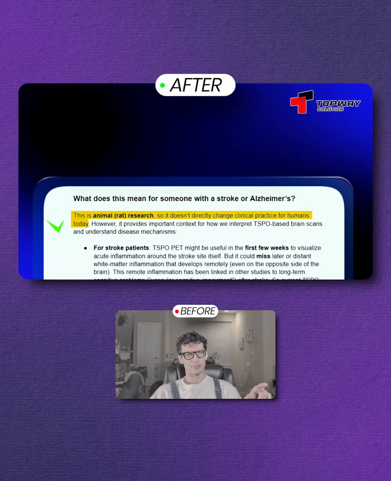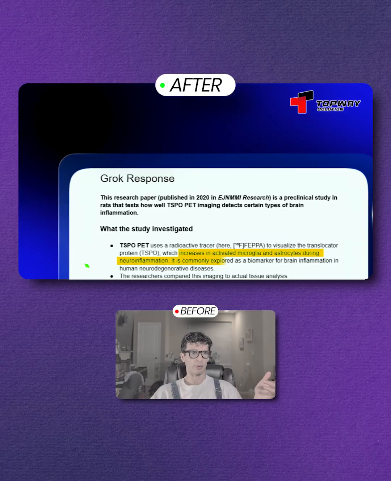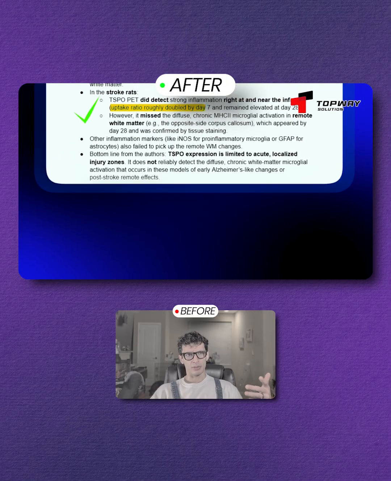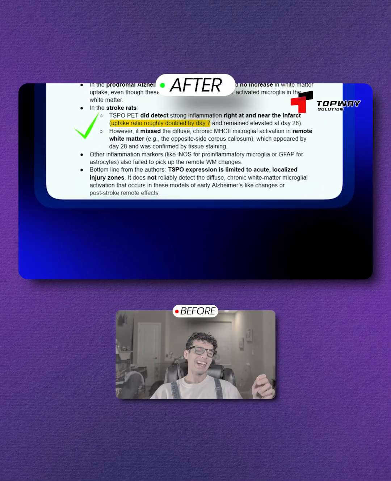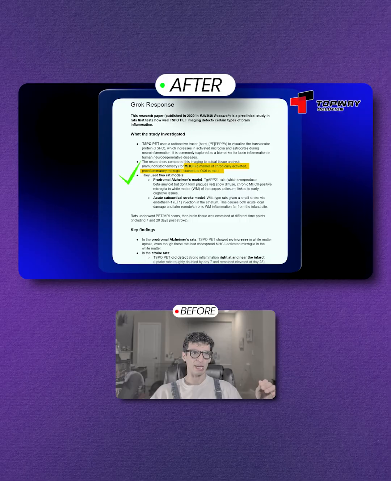Now, Grok actually surprisingly did a good job. It warned us that it was rats only. It was careful about the specific imaging method. And to my utmost surprise, although it didn't explain the meaning, it actually mentioned the effect size. And it was also careful about the specific type of inflammation.